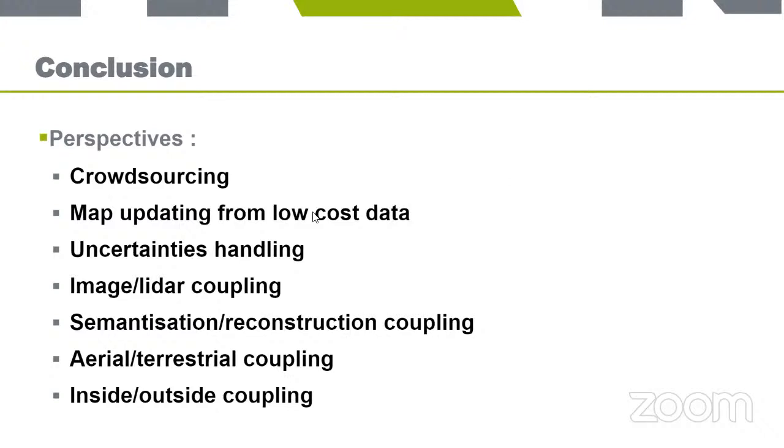On the final slide on perspectives, I think that crowdsourcing is an interesting source of information that I have absolutely not covered here, but is really worth investigating. Map updating from low-cost data is also an interesting topic, because there is lots of low-cost data acquired every day with smartphones in cities, and how this data could help us have a more up-to-date model is something interesting. Handling uncertainties is important when you want to control the quality of what you're producing. Coupling image and LiDAR, I have talked quite extensively about that. Coupling semantization and reconstruction is still a pretty open issue. Coupling aerial and terrestrial information is also something we have started to investigate, but that's still quite open. And also coupling inside and outside of buildings is something interesting.